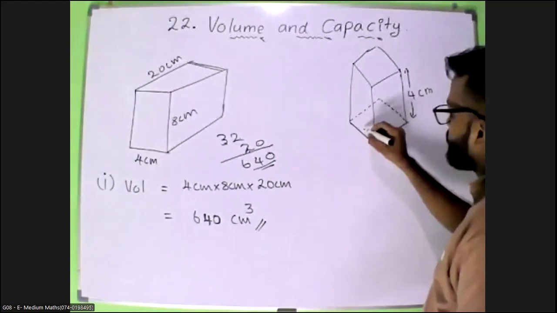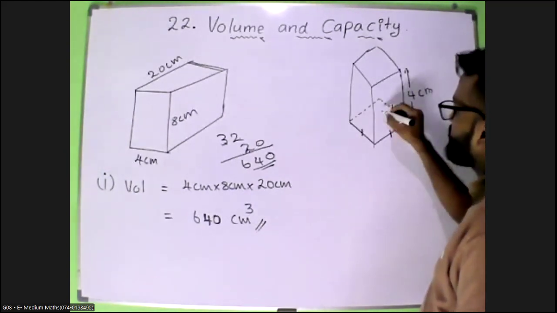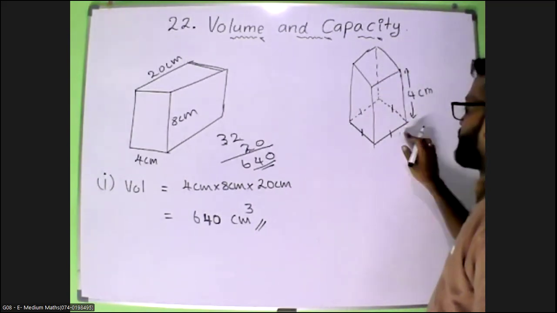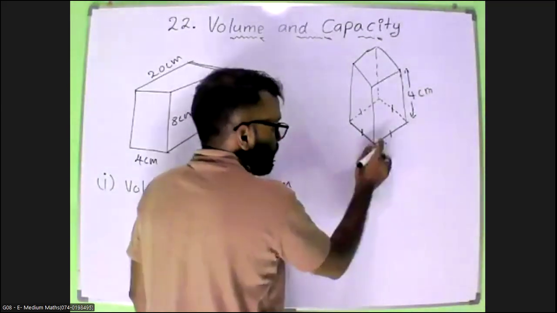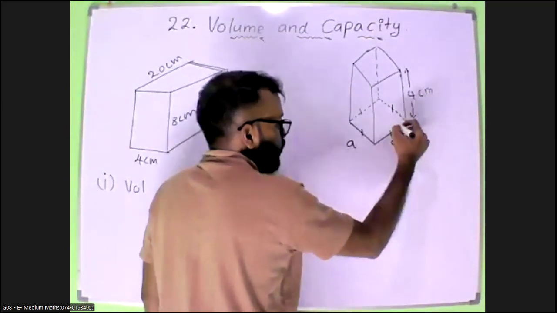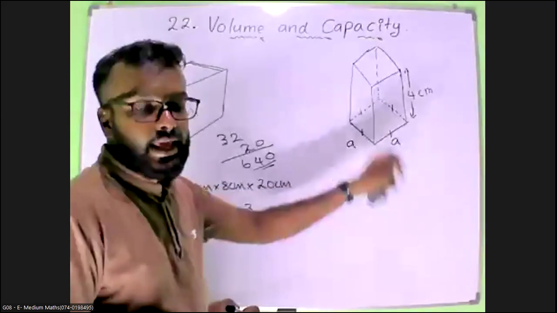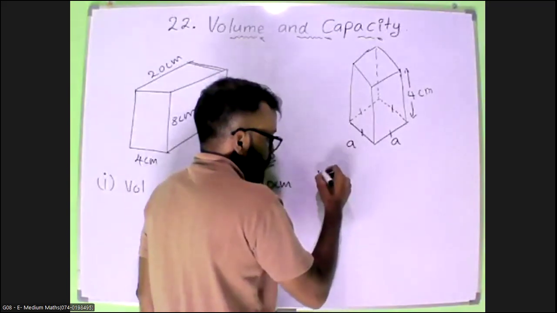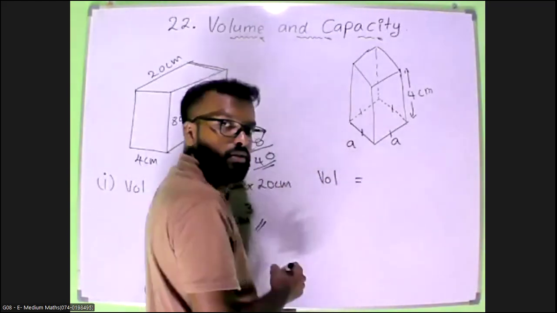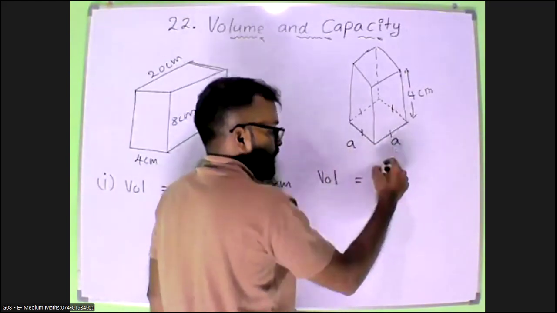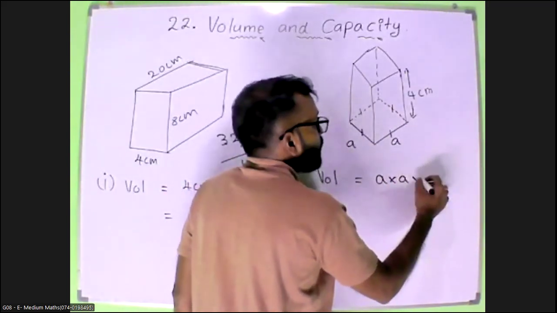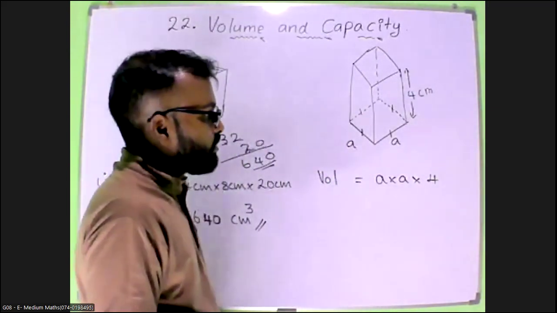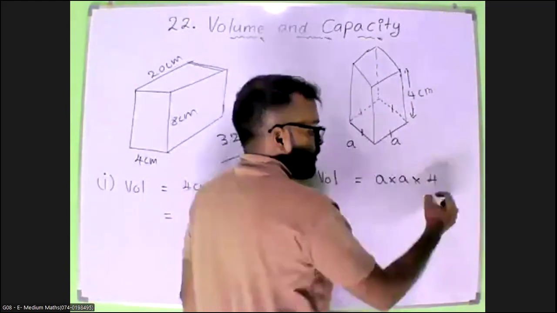So this is a square, so all the four sides are equal to each other. I will take one side equal to A. Length of the one side is A, correct? Then how to find the volume of this? Volume equals A times A times 4 centimeters.